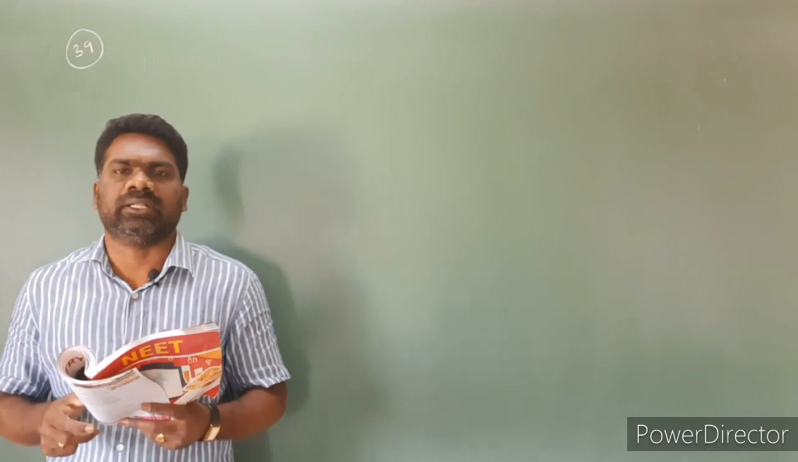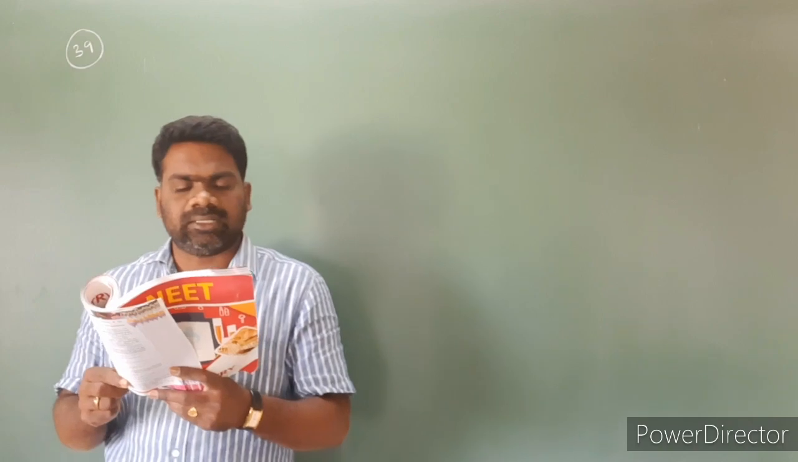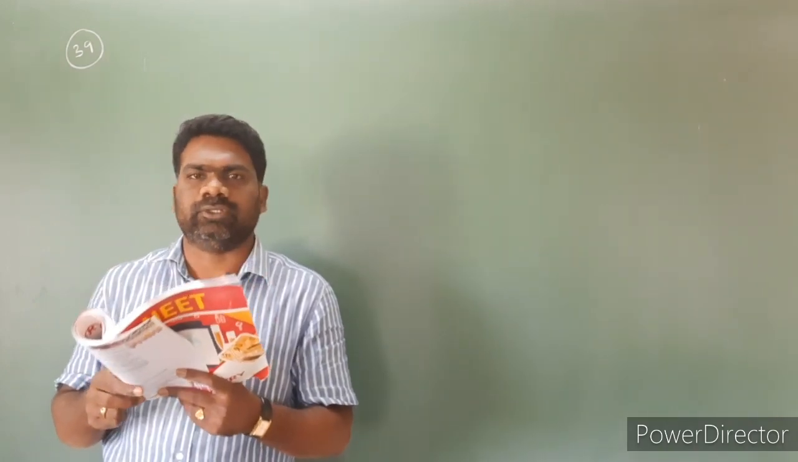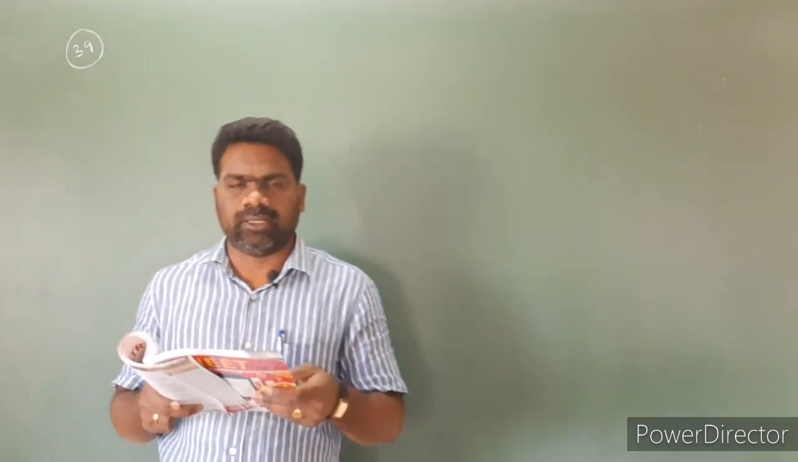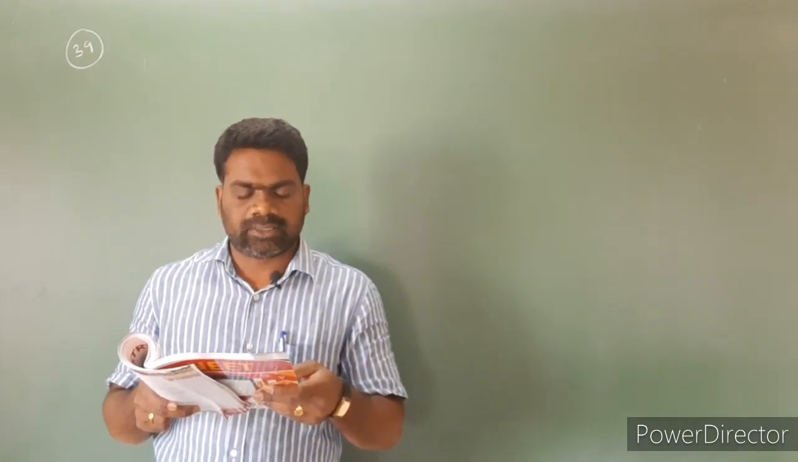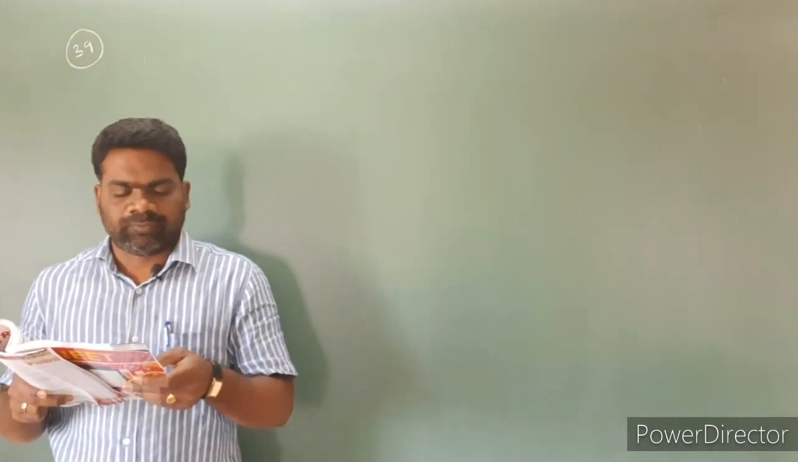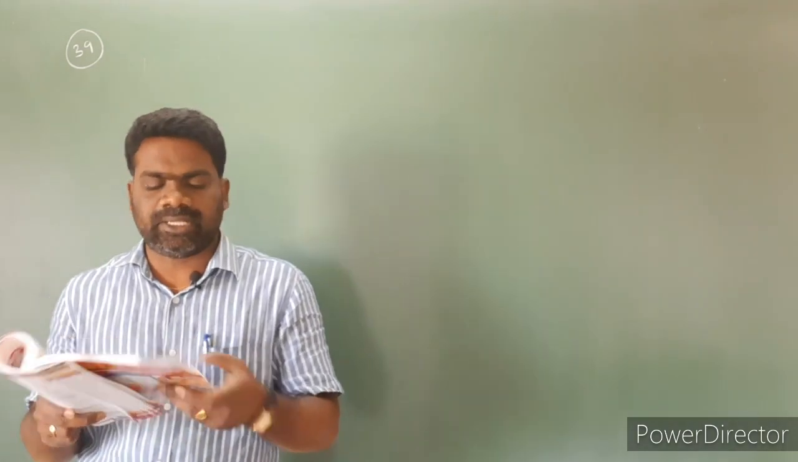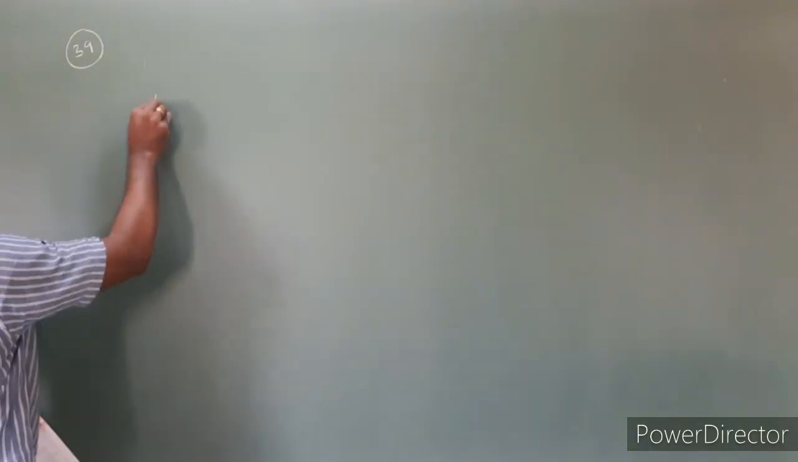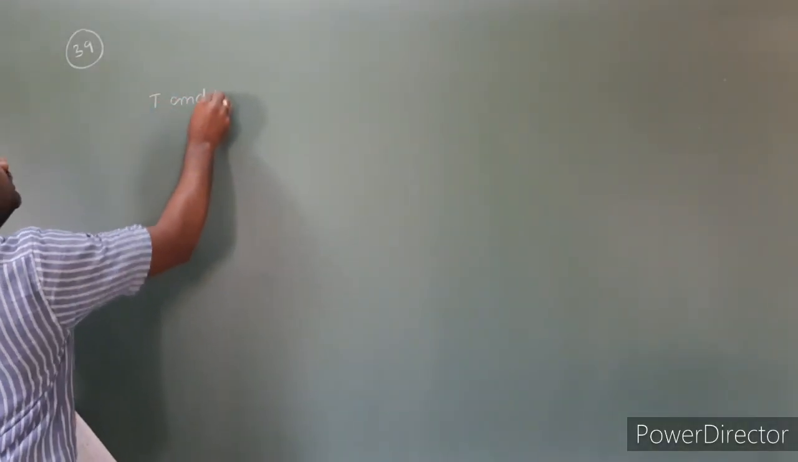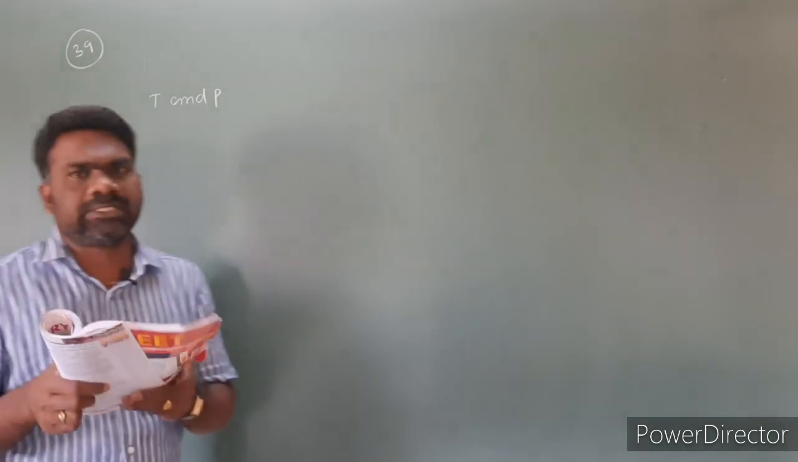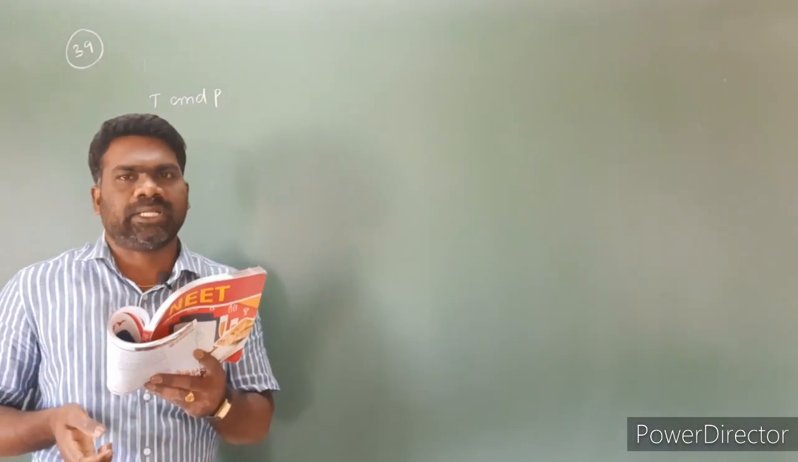Next, question number 39. Look at question number 39. For a system in equilibrium, delta G is equal to 0 under conditions of constant: option 1, temperature and pressure; option 2, temperature and volume; option 3, energy and volume; option 4, pressure and volume. So, for a system in equilibrium, delta G is equal to 0 under the conditions of constant temperature and pressure. So question number 39, option 1 is correct.